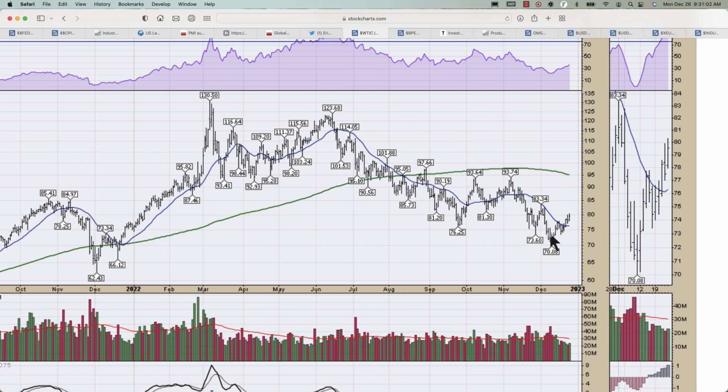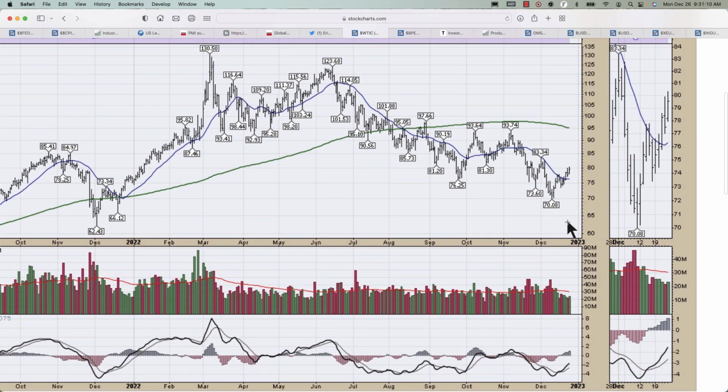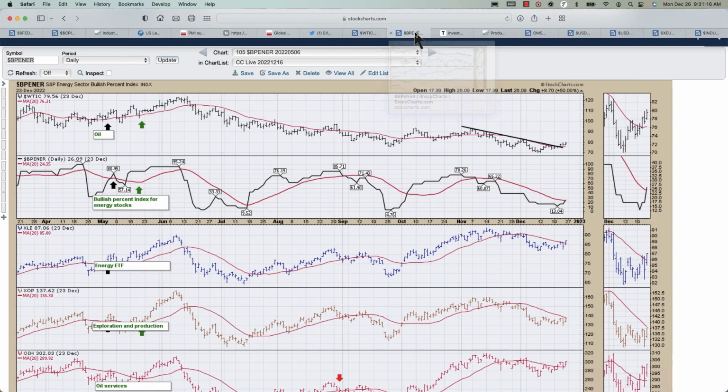So the real question is, is the economy improving and the demand for oil starting to tighten up? And with China opening for 2023, will we see oil demand increase? And most people in the industry believe yes.